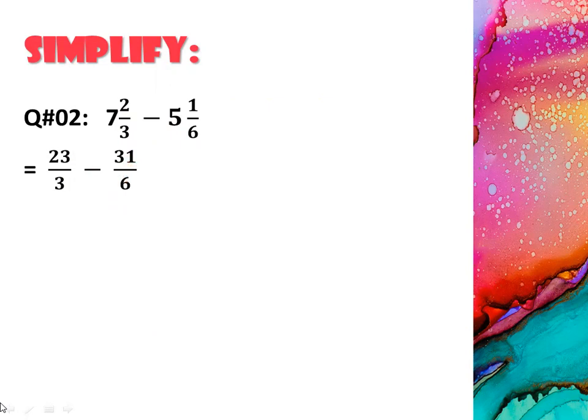Okay, now as you can see here, the denominators are different. So what you will do, you can make this 3 into 6. So you will simply multiply this with 2 and this is again with 2. So 23 multiplied by 2 will become 46 and 3 multiplied by 2 will become 6. So now you will get here the common denominators. So simply you will take your denominator common and subtract 46 minus 31. So what you will get? You will simply get 15. So 46 minus 31 will be 15.